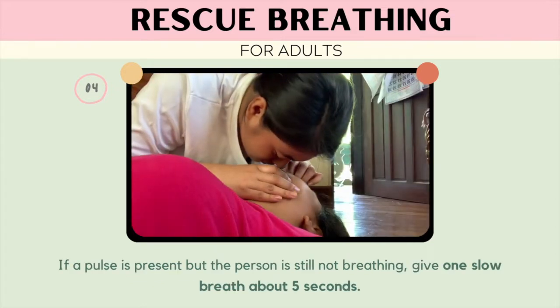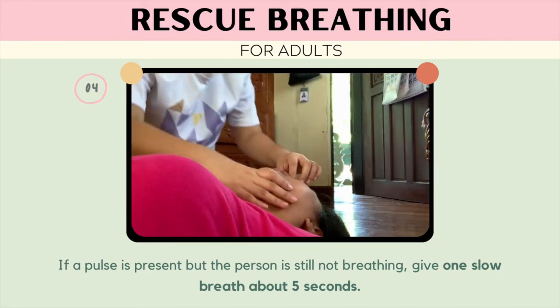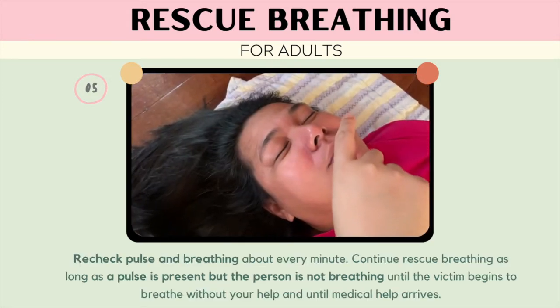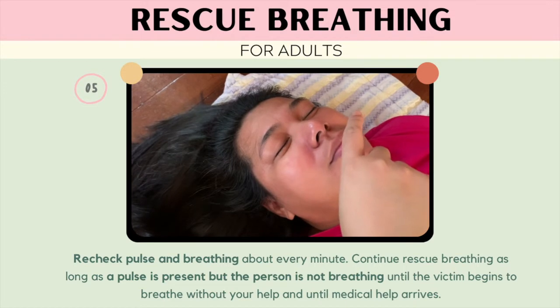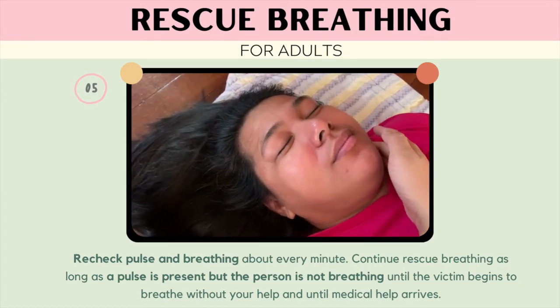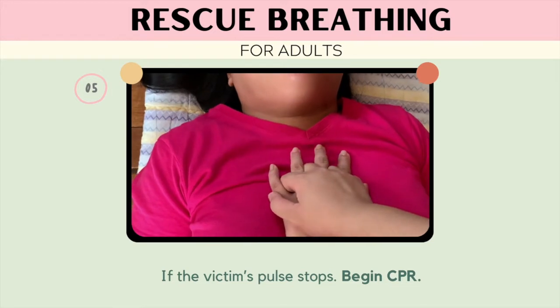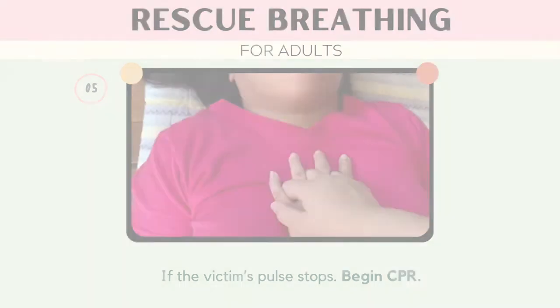If pulse is present but the person is still not breathing, give one slow breath about every 5 seconds. Recheck pulse and breathing about every minute. Continue rescue breathing as long as pulse is present but the person is not breathing, until the victim begins to breathe without your help and until medical help arrives. If the victim's pulse stops, begin CPR.